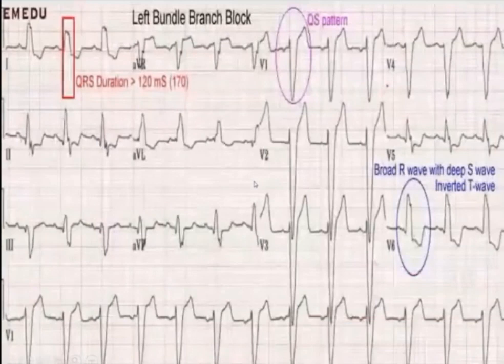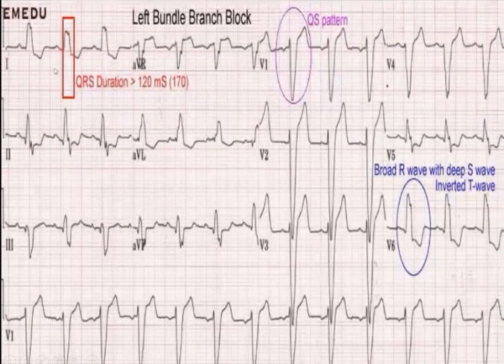This is a 12-lead ECG showing left bundle branch block. Look at lead 1 and AVL. They are wide and M-shaped. So we call this a bundle branch block, left bundle branch block. QRS duration is more than 120 milliseconds. V1, V2, V3 are the right leads. Lead 1 and AVL are the left leads. If we have positive left leads, we call it left bundle branch block. If the right leads are negative, we call it right bundle branch block.